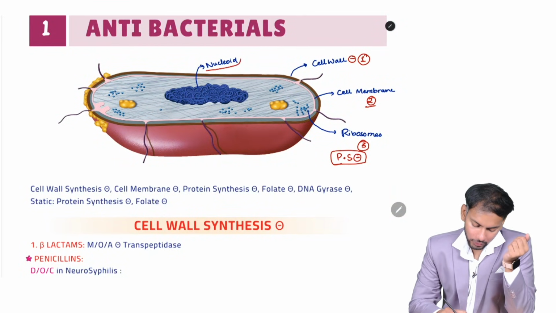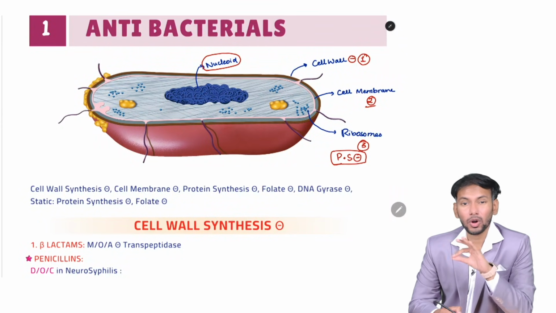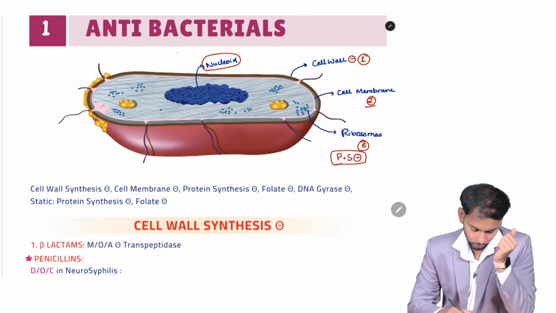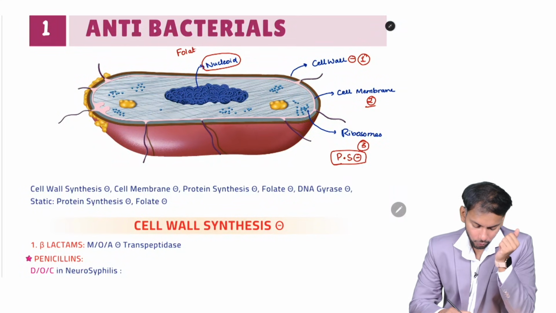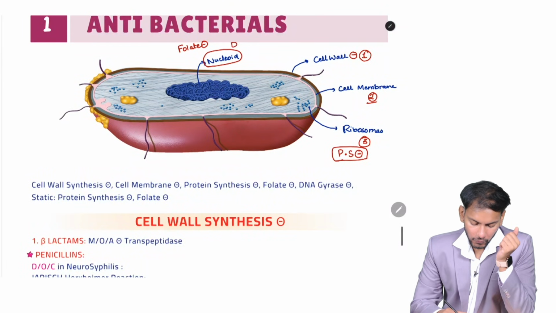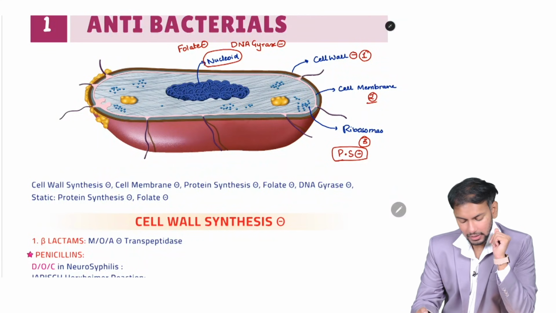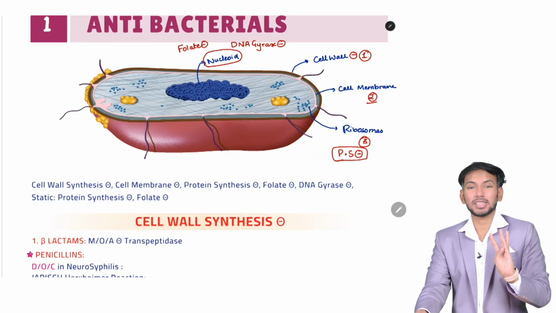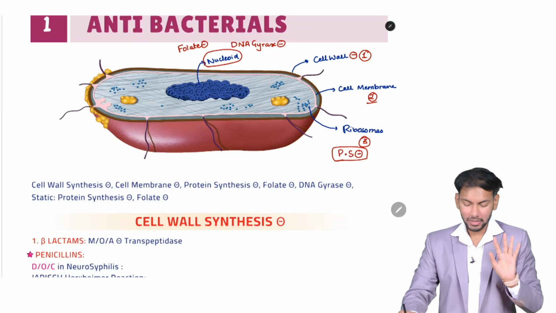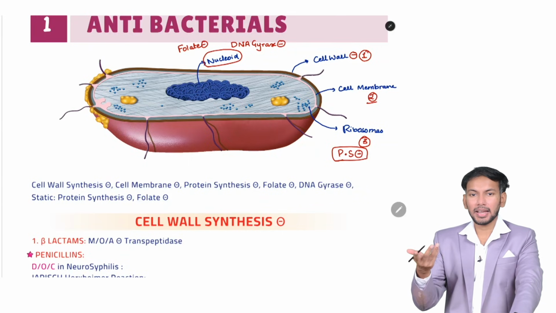Now coming to the nucleoid. Inside the nucleoid we have DNA. For formation of DNA we require folate, so you can block folate. These are folate inhibitors. Now for repairing of DNA we have something known as DNA gyrase. You can block this also. So these are the 5 classes of drugs. Cell wall synthesis inhibitors, cell membrane inhibitors, next are protein synthesis inhibitors, folate inhibitors and DNA gyrase inhibitors.